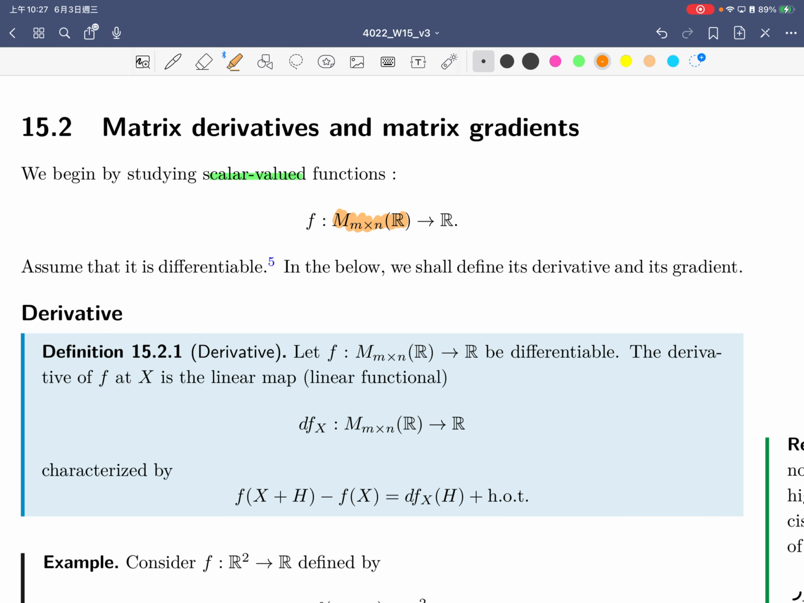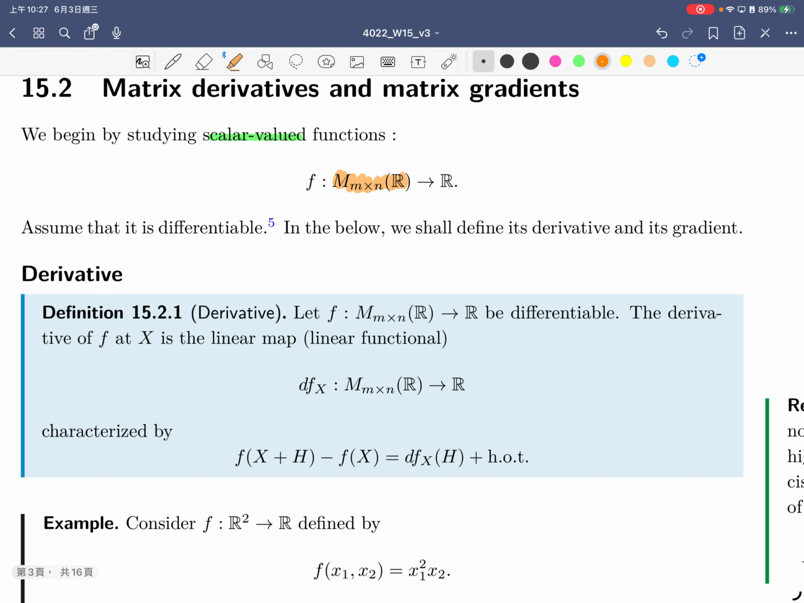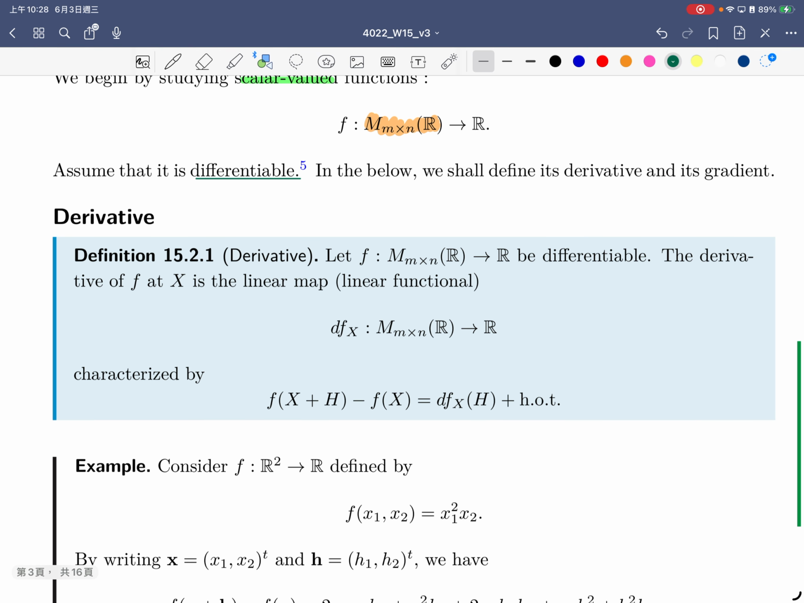And let me define, for this kind of function, what it means to be its derivative. Given a function whose domain is a space of matrices, how do I define its derivative? Definition 15.2.1. If you have such a function and assume it's differentiable, I'm not going to explain this word, I put a footnote. Differentiable just means what it means in calculus 3, but I assume everything is differentiable today. And then what does it mean by the derivative of this function? First of all, the notation: I call it df_x.